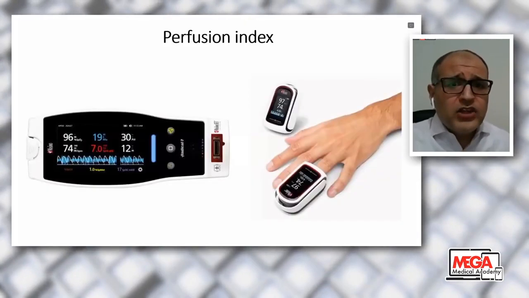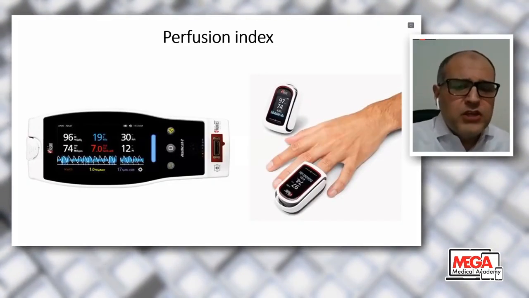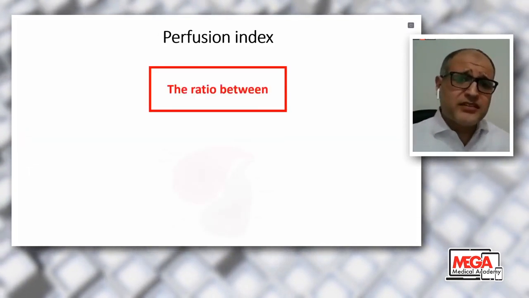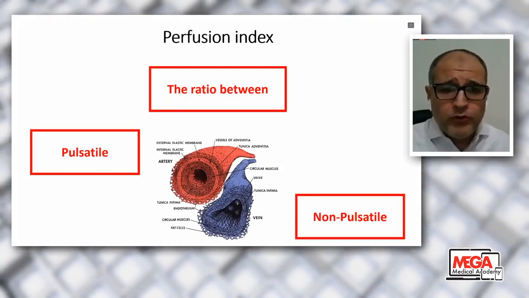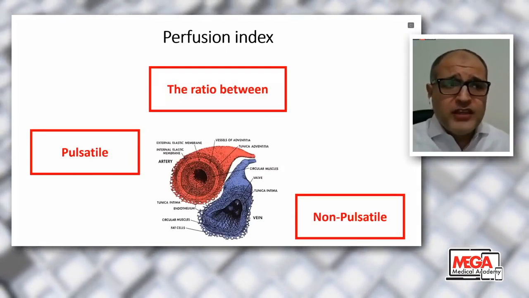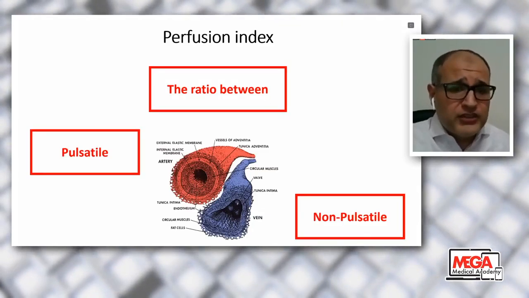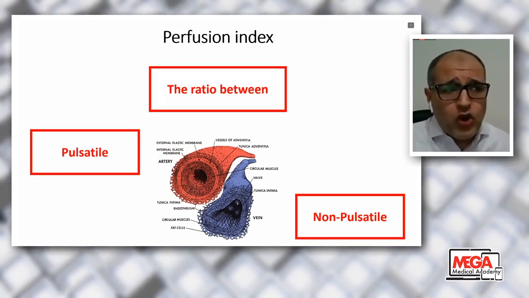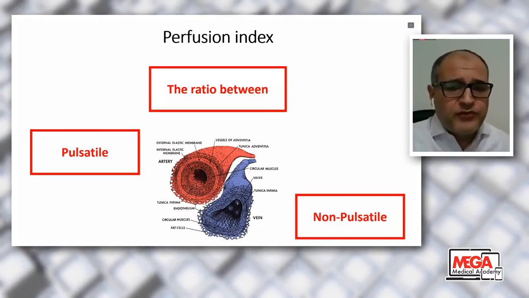Another measure is the perfusion index, which is measured by the pulse oximeter. It is the ratio between the pulsatile and the non-pulsatile portion of peripheral circulation. When there is vasodilatation, the pulsatile portion will increase and the perfusion index will increase. When there is vasoconstriction, which is a state in shock, the perfusion index will decrease because of peripheral vasoconstriction.